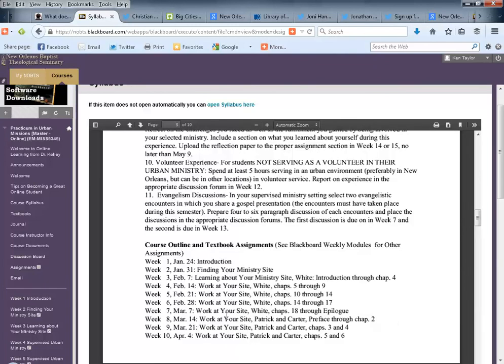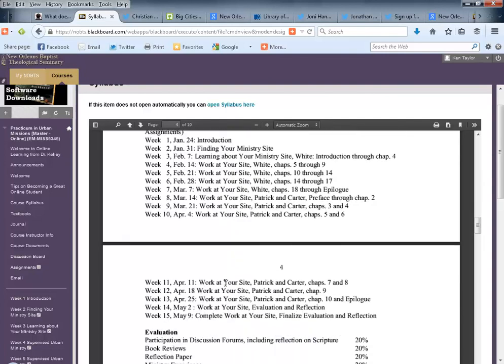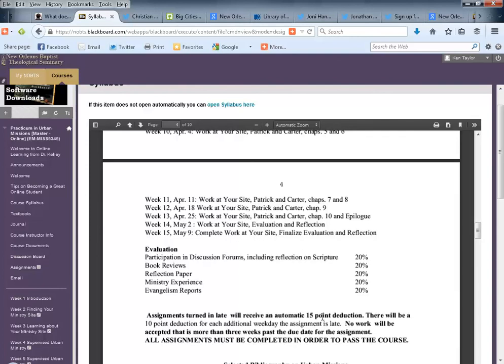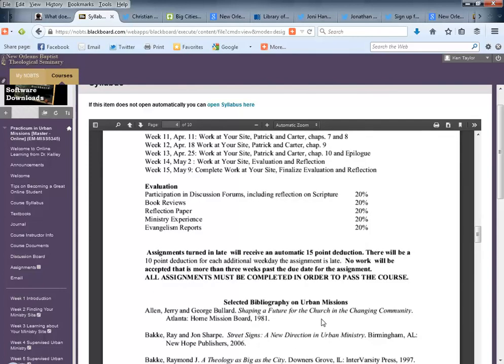Then you see the course outline, what's due each week. These will be in the units. For instance, week 1 is the introductory unit, and you'll do that. So that's essentially how the course will work. You can see the evaluation form. Don't turn in things late. There's a significant deduction for that.